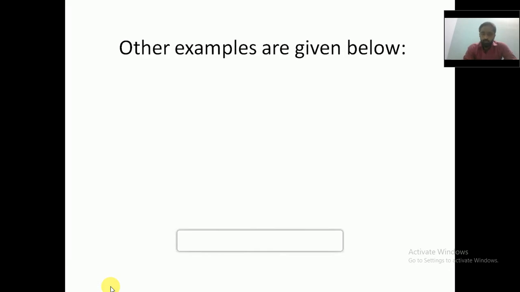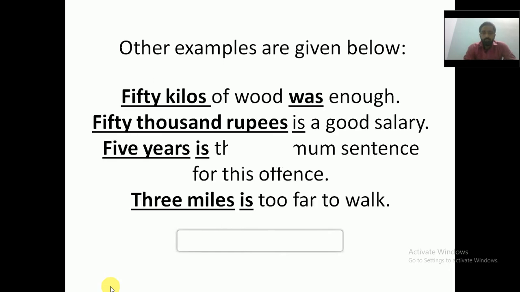Other examples are given below for you to understand better. 50 kilos of wood was enough. The plural noun is 50 kilos taken as a unit, so we use the singular verb. 50,000 rupees is a plural noun that is taken as a unit that expresses a sum of money, so we are using the singular verb. 5 years is the maximum sentence for this offense. 5 years, plural noun taken as a unit, so we are using the singular verb. So you can understand rule number 21 from all these examples.